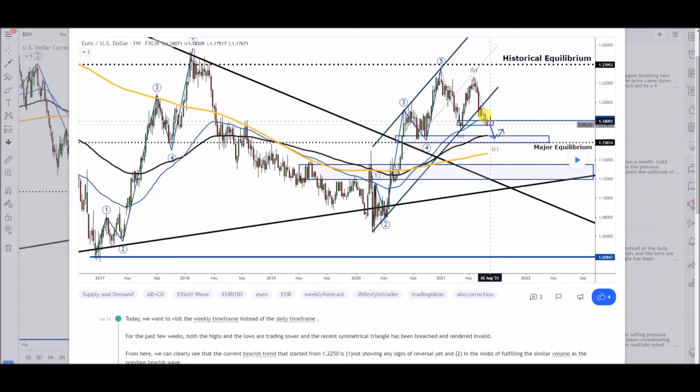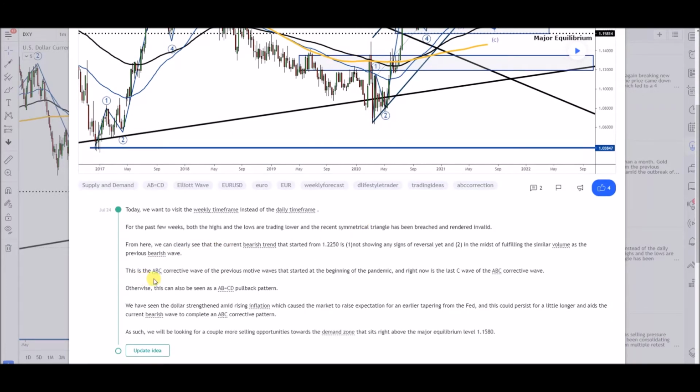So right now, as you can see, euro dollar has been climbing throughout the day, but we're going to see if it's able to continue higher. Unless it's able to break above like 1.1840 or 50, then we might be able to see some changes from there. So this is an ABC corrective wave of the previous motive wave that started at the beginning of the pandemic, and right now is the last C wave of the ABC corrective wave.